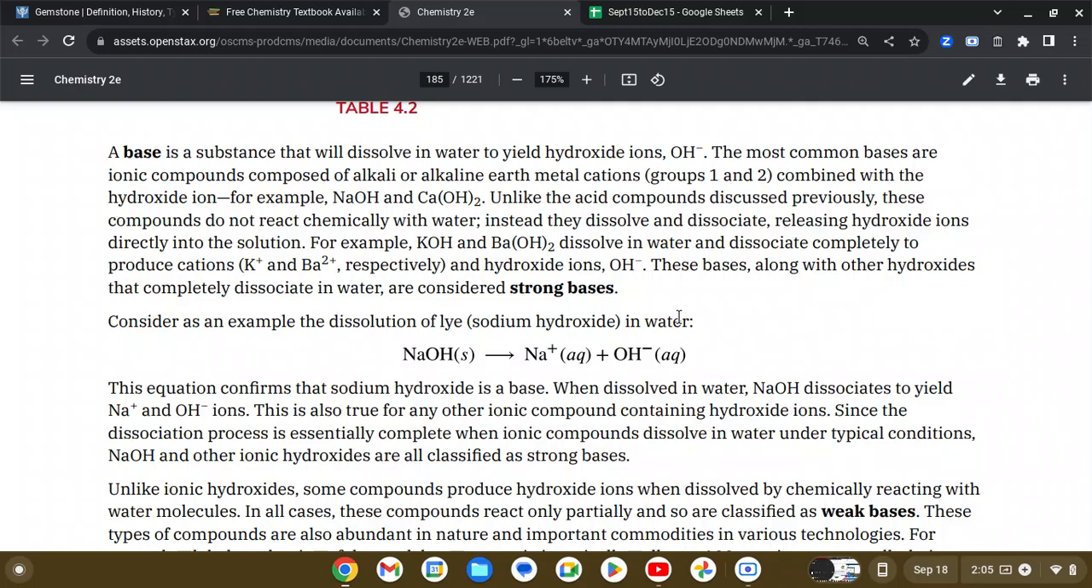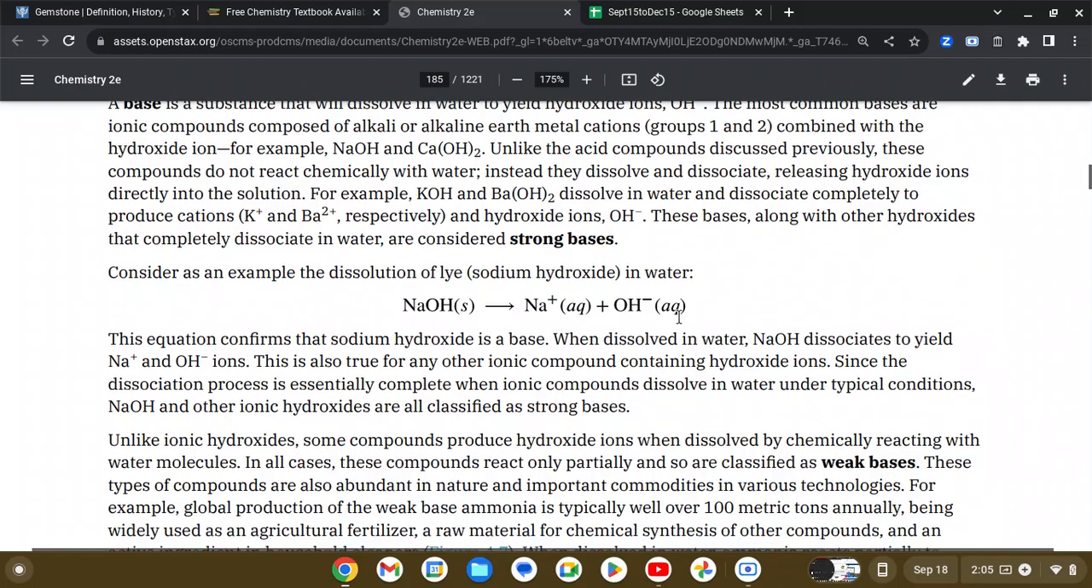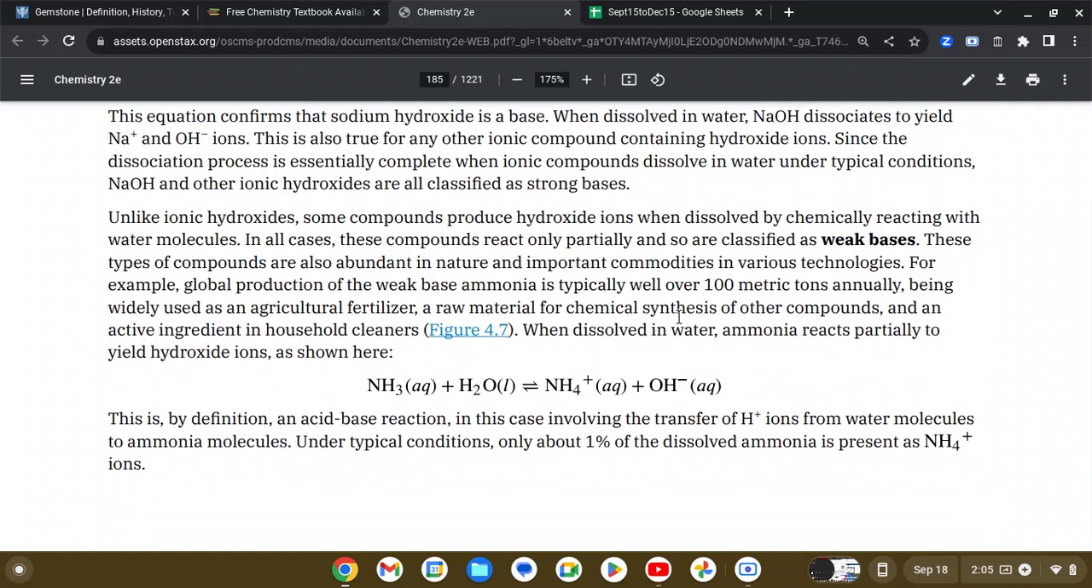Consider, as an example, the dissolution of sodium hydroxide in water. This equation confirms that sodium hydroxide is a base. When dissolved in water, sodium hydroxide dissociates to yield sodium and hydroxide ions. This is also true for any other ionic compound containing hydroxide ions. Since the dissociation process is essentially complete when ionic compounds dissolve in water under typical conditions, sodium hydroxide and other ionic hydroxides are all classified as strong bases. Unlike ionic hydroxides, some compounds produce hydroxide ions when dissolved by chemically reacting with water molecules. In all cases, these compounds react only partially and so are classified as weak bases.